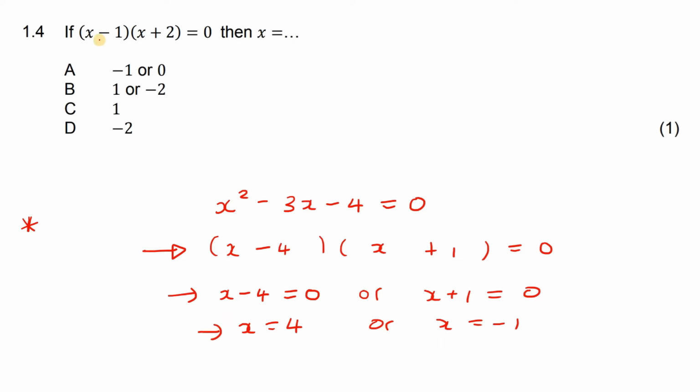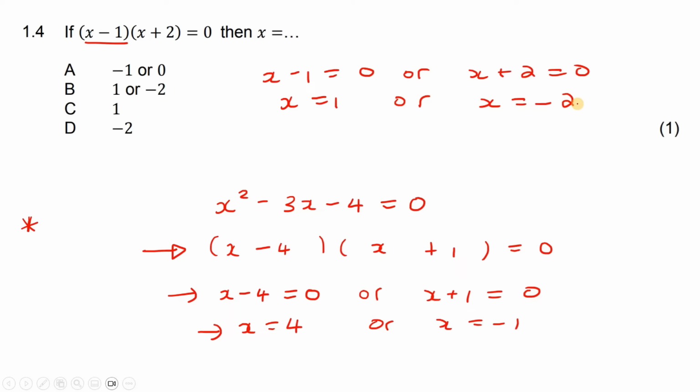So all we're going to do is say x minus 1 is equal to 0, or x plus 2 is equal to 0. And so if you solve, x would be equal to 1, or x would be equal to negative 2. So x is 1 or negative 2, and so the answer is B.